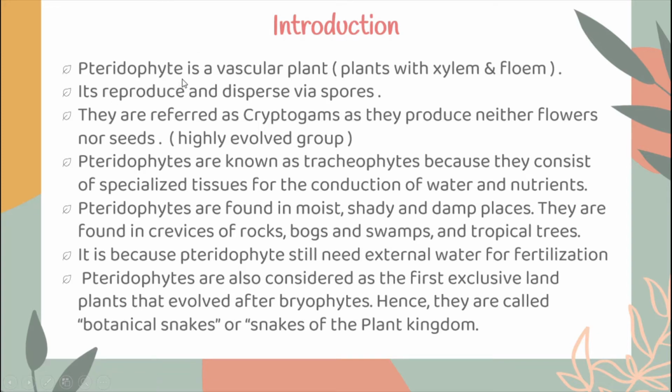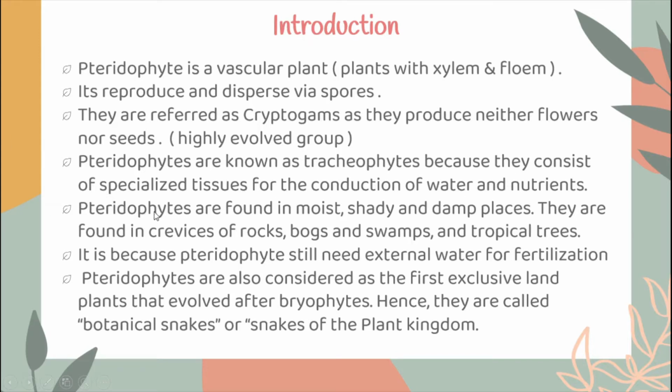Firstly, let's make a quick introduction here. The pteridophyte is a vascular plant which has xylem. It reproduces and disperses via spores, and they are referred to as cryptogams, as they produce neither flower nor seed. As you can see, they produce spores, which are not flowers nor seeds. And then pteridophytes are known as tracheophytes because they consist of specialized tissues for the conduction of water and nutrients.